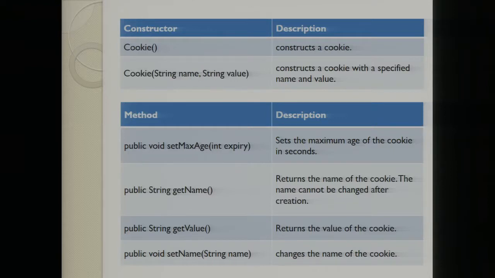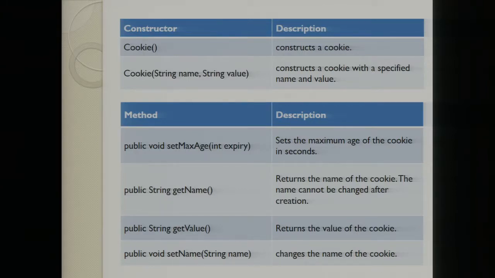Then there are different methods listed for a particular cookie, that is setMaxAge, in the form of seconds. It sets the maximum age for the cookie in seconds. Suppose you want that cookie to be alive for 1 year, you have to mention that maximum age for that cookie, along with how many seconds, so it will be alive for that much time.